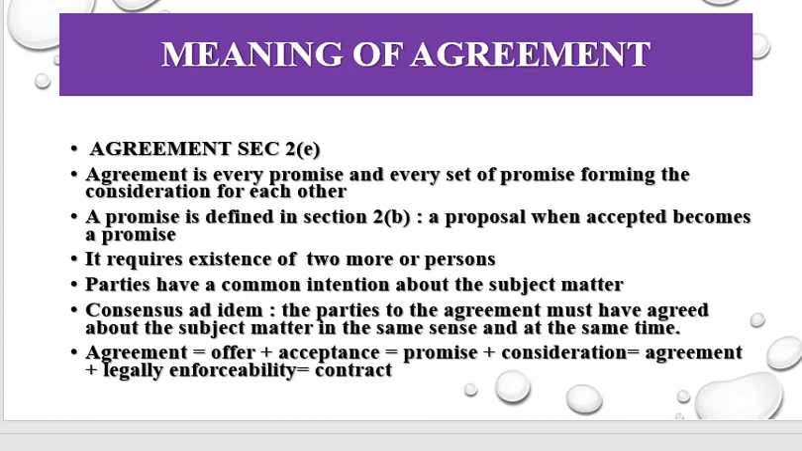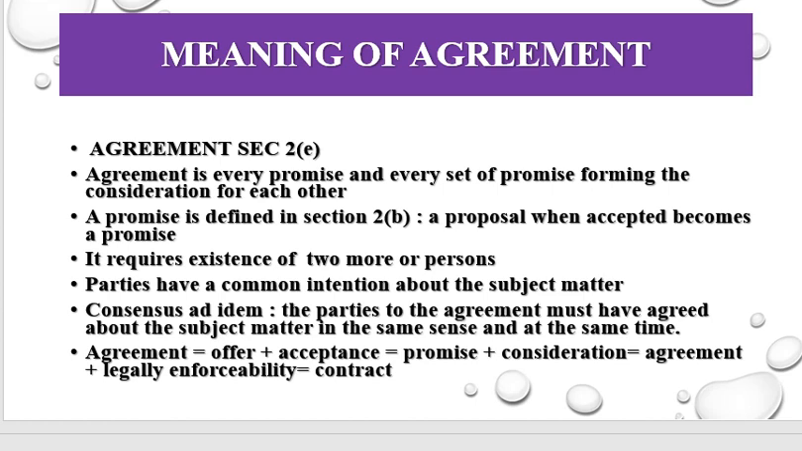And second, the parties should have the legal intention to create the relationship. The parties must have a common intention about the subject matter. It means on the subject matter on which the agreement is based, they should have the same interpretation. We call it consensus ad idem. The parties to the agreement must have agreed about the subject matter in the same sense and at the same time. Like A makes a proposal, I want to sell you my red car. A wants to sell his red Maruti car, but B interprets that A wants to sell his Esteem car. So here the interpretation of the subject matter is not the same, so it is not a contract. So agreement means offer plus acceptance.